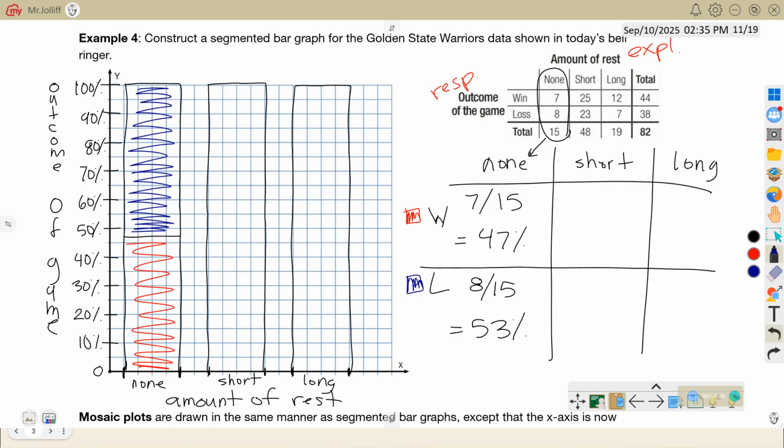Conditional probability, conditional relative frequency for each of the columns. I'm going to pop a couple minutes on the clock. I want you to fill out the rest of those conditional relative frequencies and get your bars segmented.